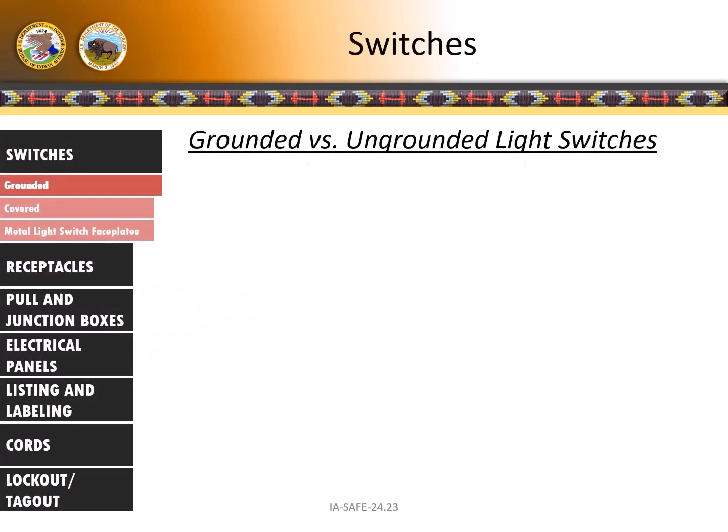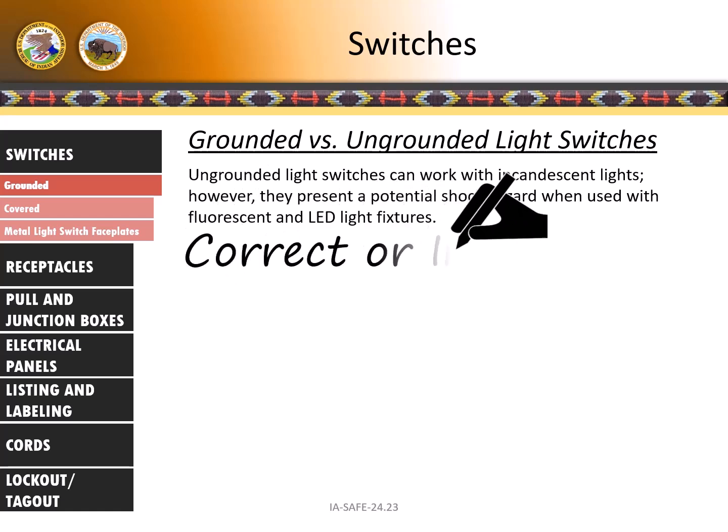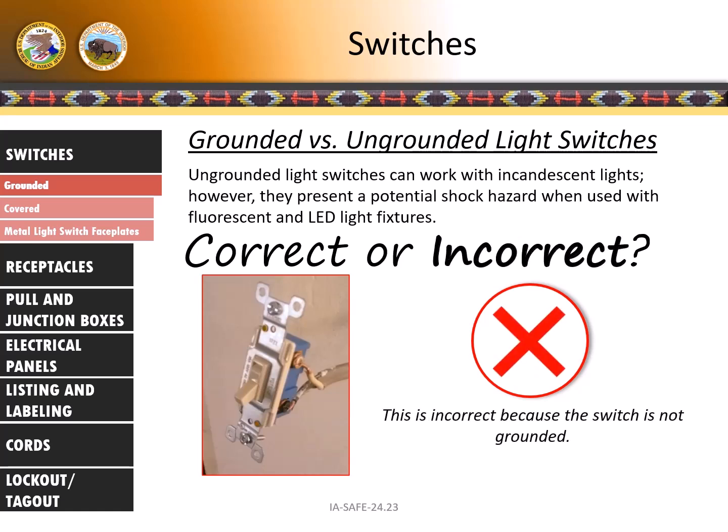Grounded versus ungrounded light switches. Ungrounded light switches can work with incandescent lights. However, they present a potential shock hazard when used with fluorescent and LED light fixtures. Is this example switch correct or incorrect? This is incorrect because the switch is not grounded.